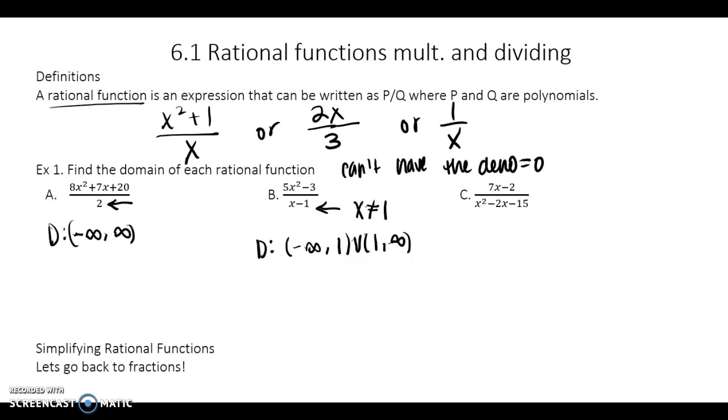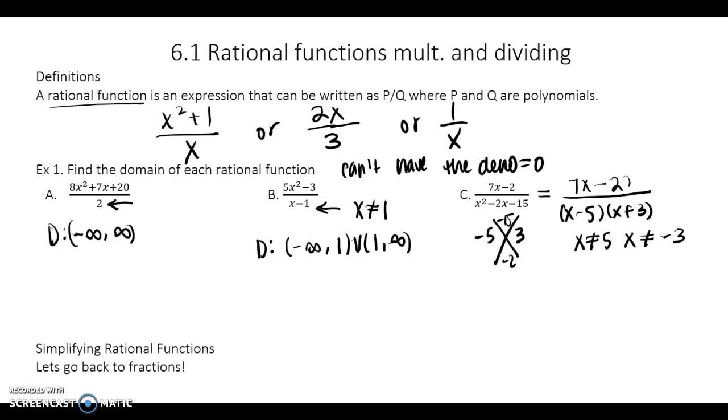Okay, so this next one, we want to go ahead and factor the denominator. So you're going to think of two numbers that multiply out to negative 15 and add up to negative 2. So that's going to be 5 and 3, and 5 will be negative. So x minus 5, x plus 3. So x cannot equal 5 and x cannot equal negative 3. That would be setting that equal to 0 and then setting that equal to 0.